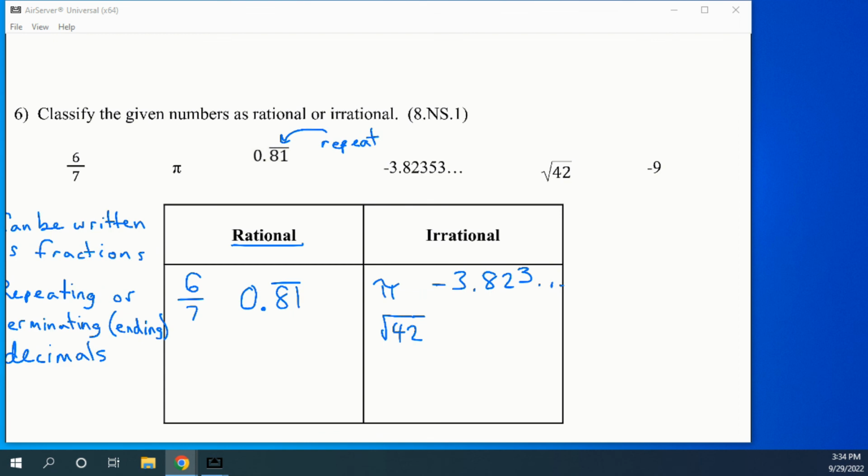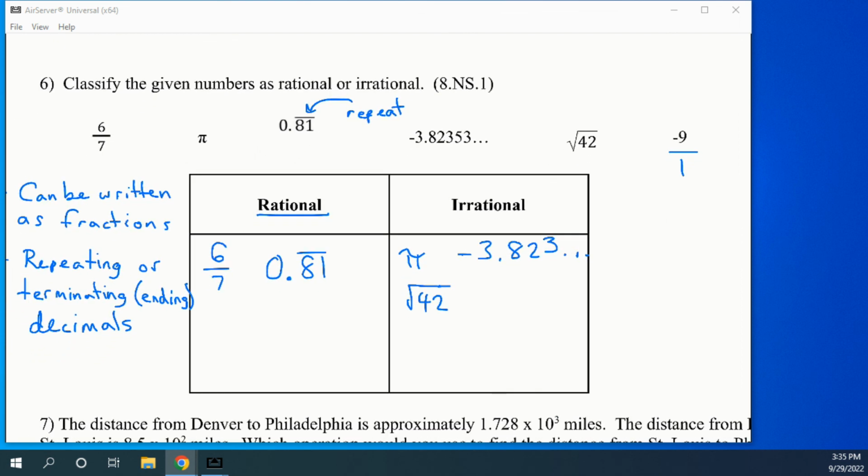You might think that because it is negative, it's going to be irrational, but you can make any number into a fraction and have it still mean the same thing. So negative 9 over 1 is still negative 9. So since that is a fraction, negative 9 is rational.